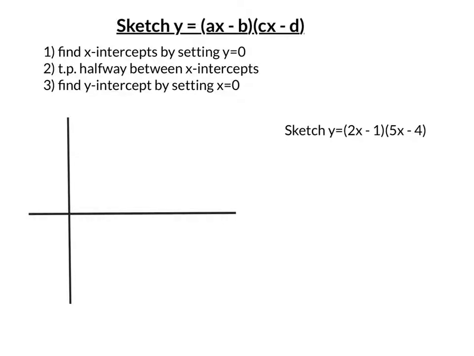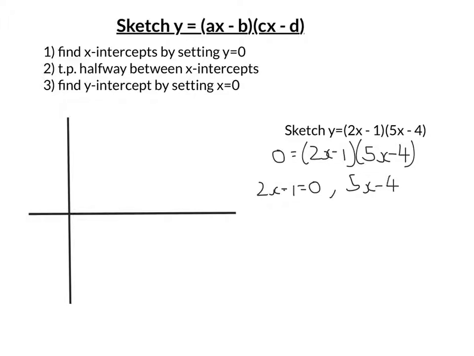In this video, we're going to sketch tricky quadratic equations that have already been factorized. And we use the same approach as we did before. So let's find the x-intercept by setting y equal to 0. So there's 0 = (2x - 1)(5x - 4). So we're going to get 2x minus 1 is equal to 0, or 5x minus 4 is equal to 0.